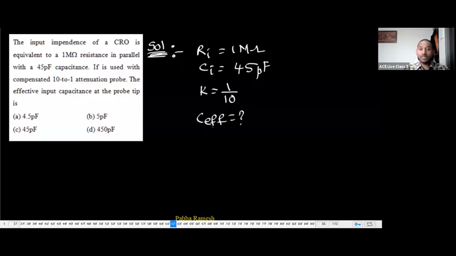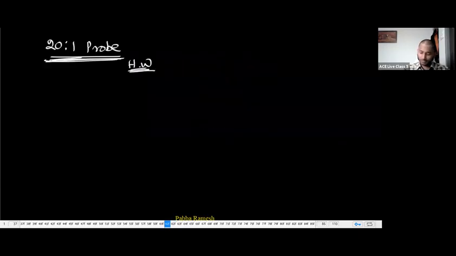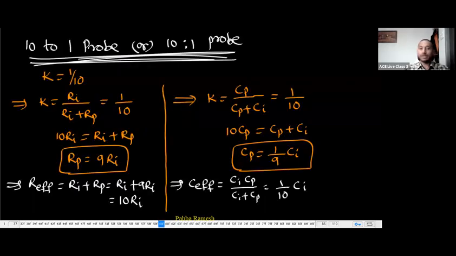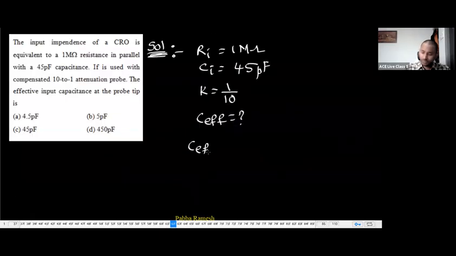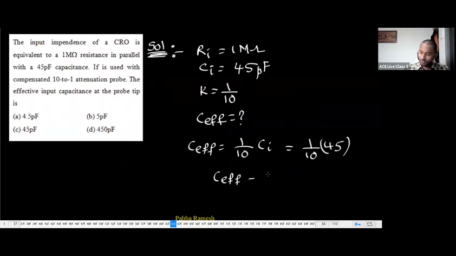C effective he is asking. First of all, go back here. 10 to 1 probe, right? What is C effective? 1 by 10 times Ci. Direct answer. C effective is equal to 1 by 10 times Ci. Ci is how much? 45. So therefore, C effective is equal to 4.5 picofarad.